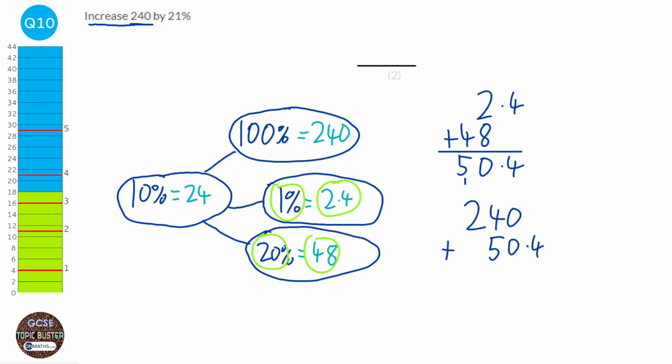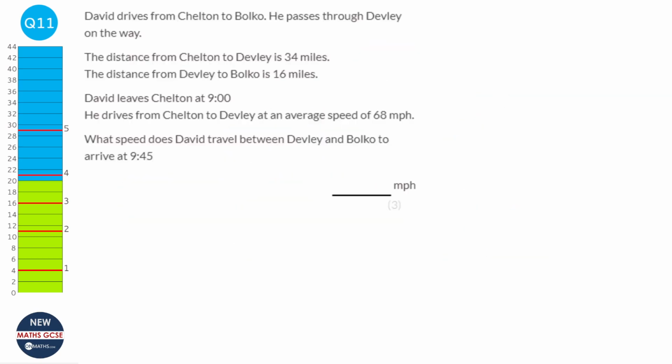Probably, again, don't need to show the working out for this. We can do this in our heads, but it's a bit easier to see what we're doing. So the answer would be 290.4.